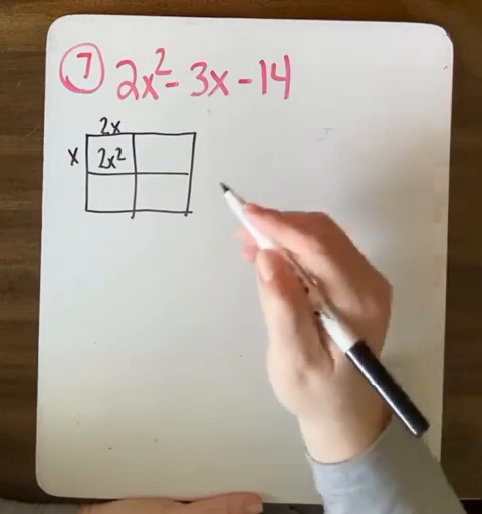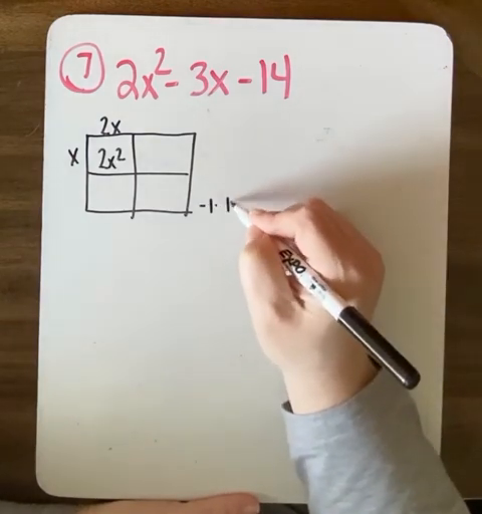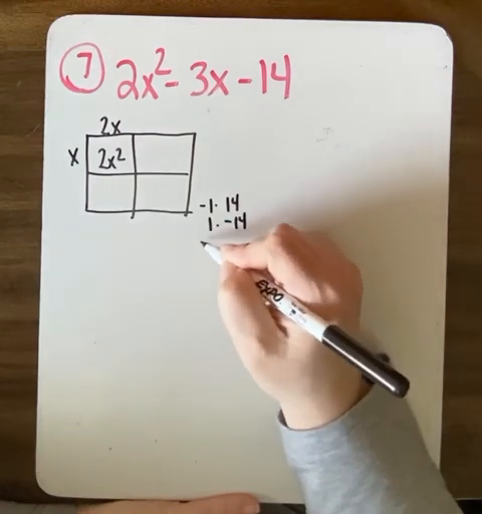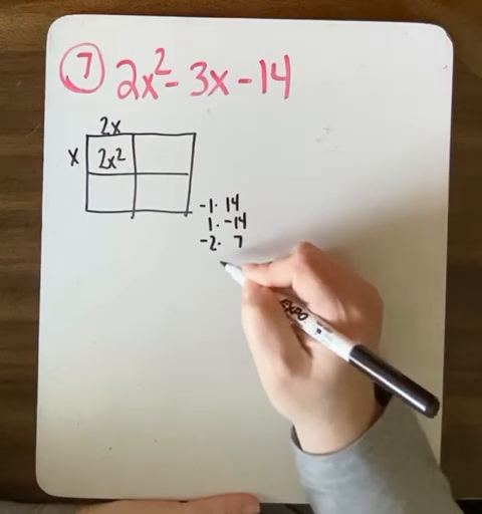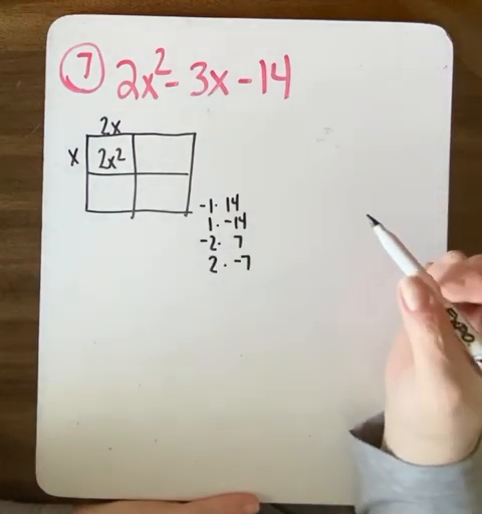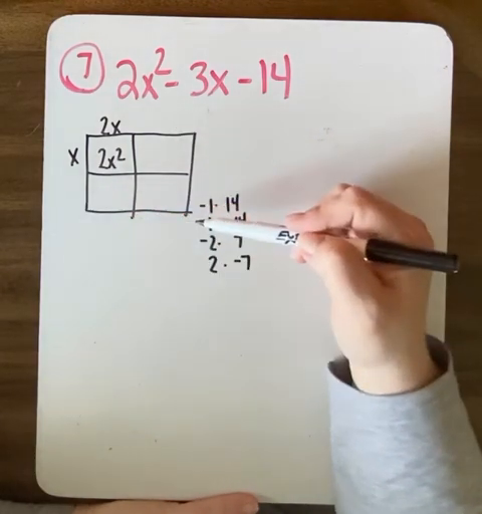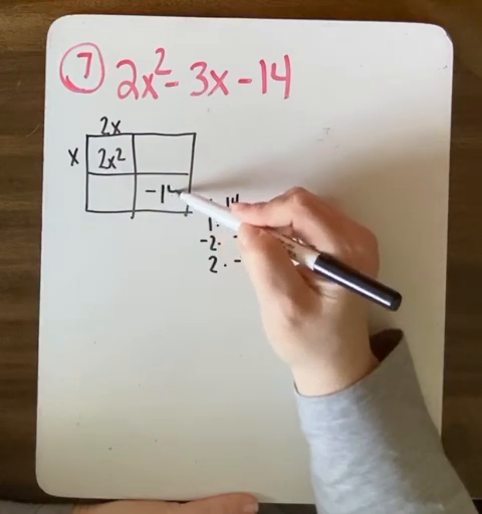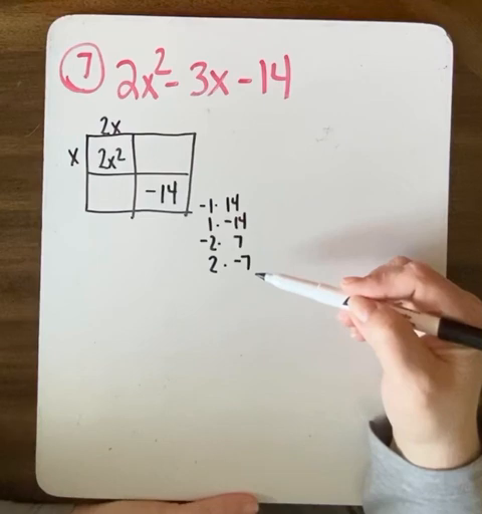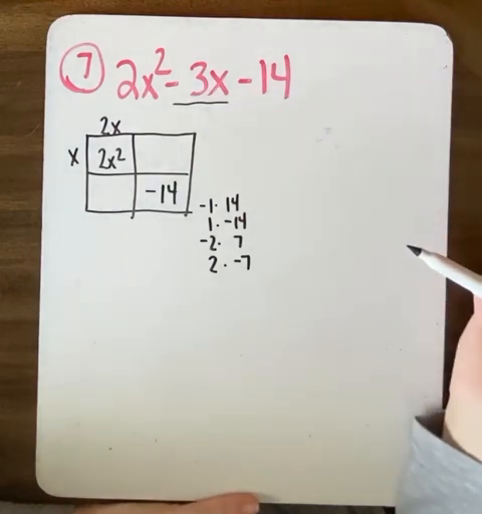So that tells me that this negative 14 could be a negative 1 times 14. It could be 1 times a negative 14. It could be negative 2 times 7. Or it could be 2 times a negative 7. I need to change and alter either both the location and the sign so that I not only make a negative 14, all of these sets will make a negative 14, but I have to make sure that it works out to a negative 3x.